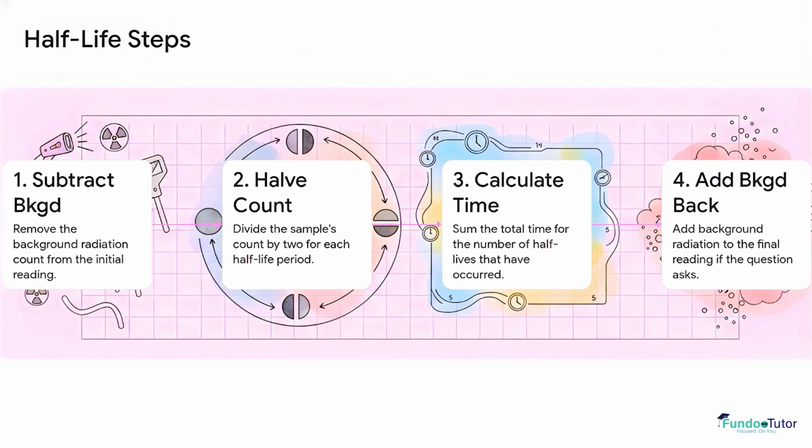Step 1. Always subtract the background radiation first. Step 2. Then you have the corrected count for each half-life that passes. Step 3. Calculate the total time. And step 4, and this is the one everyone forgets. If the question asks for the final reading on the detector, you have to remember to add that background radiation back on at the end. Steps 1 and 4 are so easily missed, so don't let that be you.